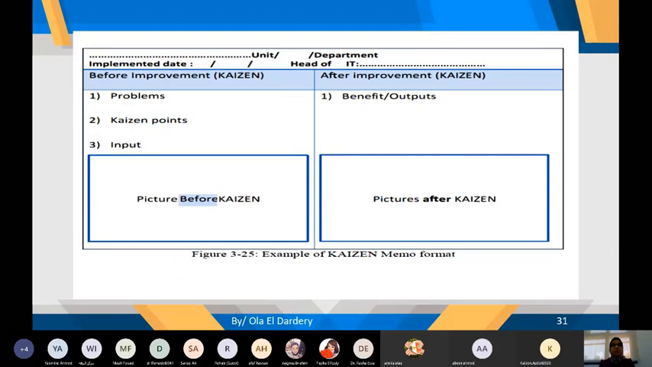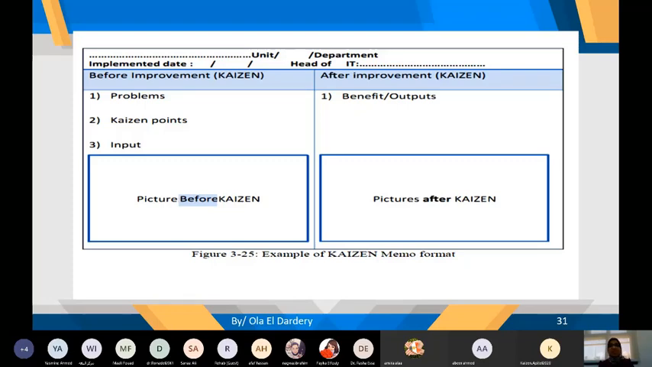When it comes to work, as we can see here, Kaizen has certain steps that every organization follows when implementing it. They start by, as we see in this image, determining the unit or department we're working on, the implementing date, the start date, the end date. We have the head of IT. This is not the IT department. This is an improvement team. And then we have two categories. What's the status before Kaizen, and what's the status after Kaizen?